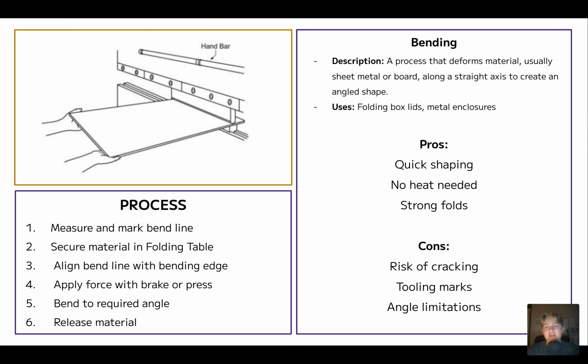Some of the benefits of bending are that you can quickly shape a flat piece of material into something useful. There's no heat needed in this particular form of the process, and it can create quite strong folds. The risks or cons, though, are that you do have a risk of cracking the material, especially if you bend it too sharply. That's less so with boards, more with metals, but in certain more brittle kinds of boards that can happen. You can also create quite significant tooling marks since there's a singular point of pressure on the material.